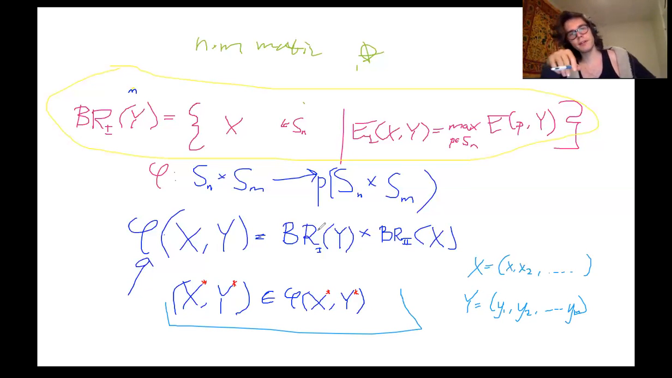And so if there is no better response for player 2, I mean, if y star is just as good of a response to player 1 playing the strategy x star, and player 1's response to player 2 playing y star, if player 2's best response to player 1 playing x star is y star, then no player can benefit from changing their strategy, and so that is a Nash equilibrium.